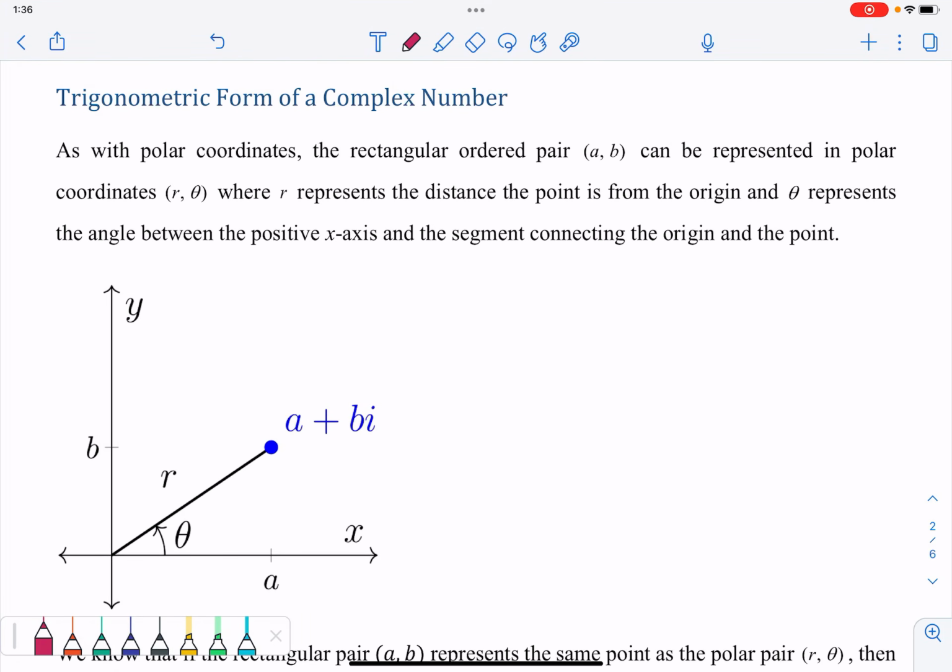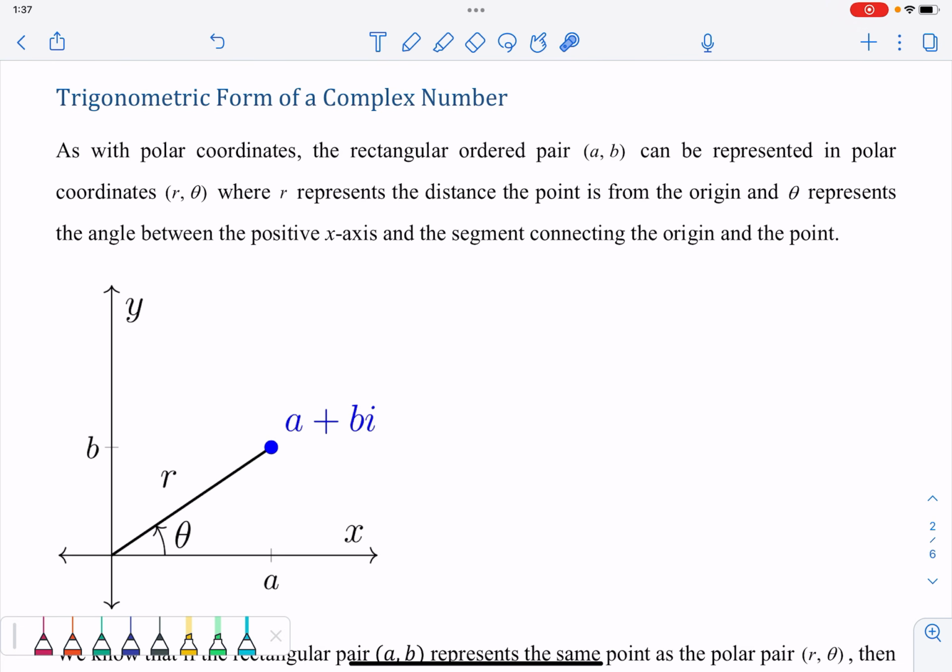Now let's take a look at the trigonometric form of a complex number. As with polar coordinates, the rectangular ordered pair (a, b) can be represented in polar coordinates (r, theta). The location that (a, b) would point us to in rectangular coordinates can also be expressed in polar coordinates (r, theta), where r represents the distance the point is from the origin, and theta represents the angle between the positive x-axis and the segment connecting the origin and the point.